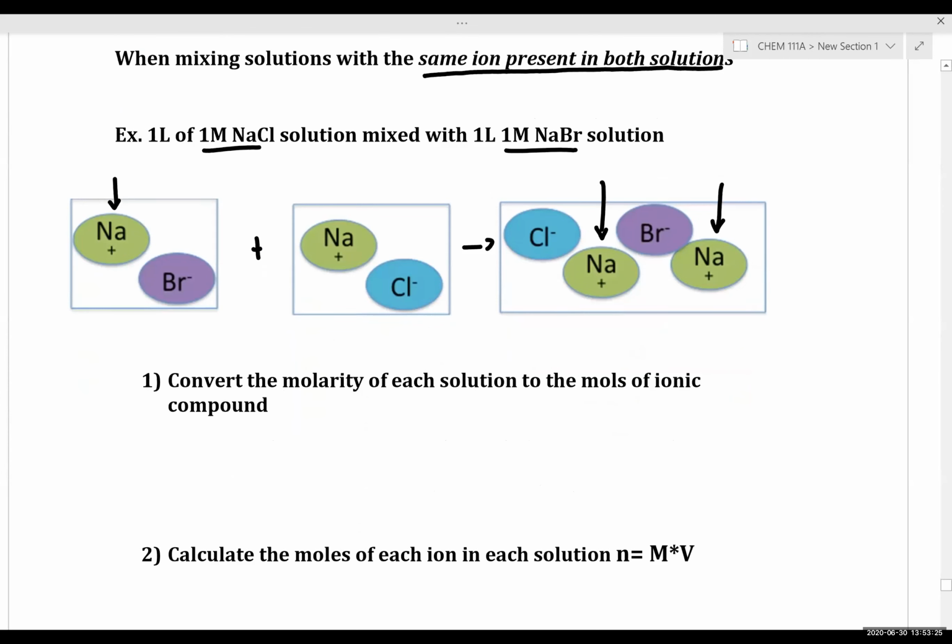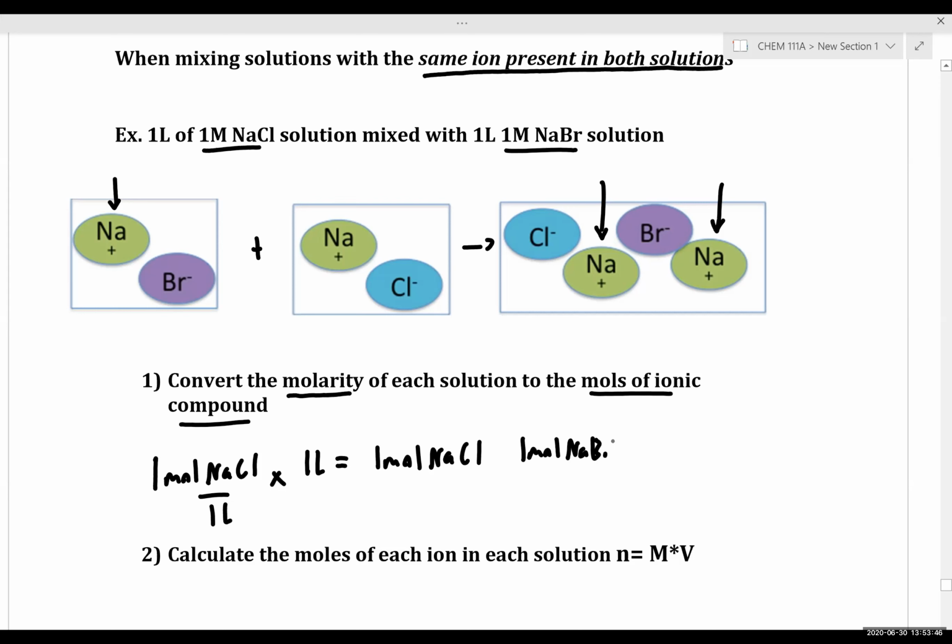Okay, so first things first, we need to convert the molarity of each solution into the moles of ionic compound. If we have 1 mole of sodium chloride per 1 liter, and we have 1 liter of solution, we have 1 mole of sodium chloride. Likewise, if we have 1 mole of sodium bromide per every 1 liter, and we have 1 liter of solution, we have 1 mole of sodium bromide.